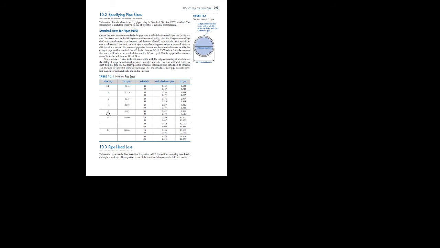So if in a math problem I mention NPS and the schedule number, from this table you can easily get the ID and OD, or the inside diameter and the outside diameter. Okay, that's how it works.